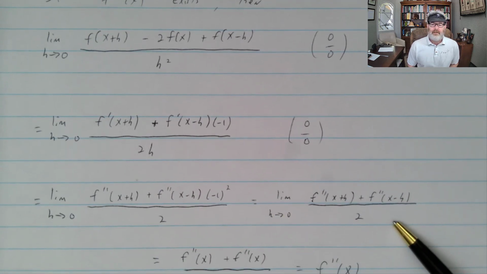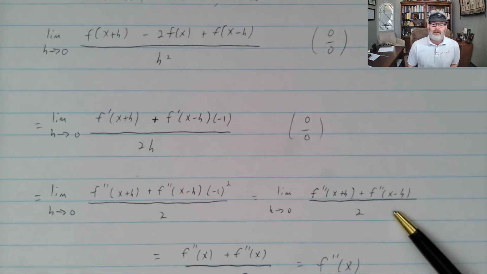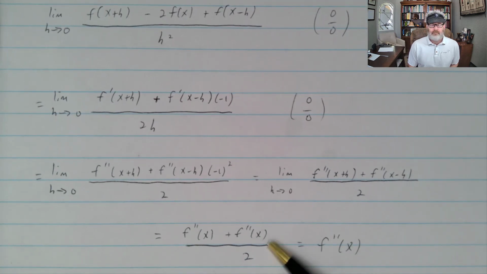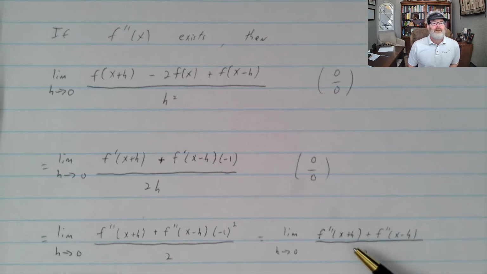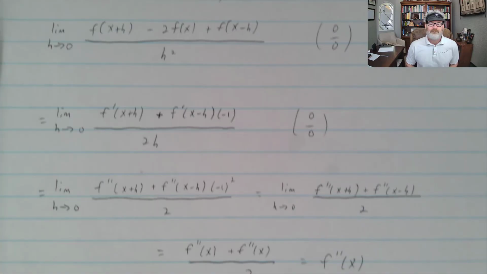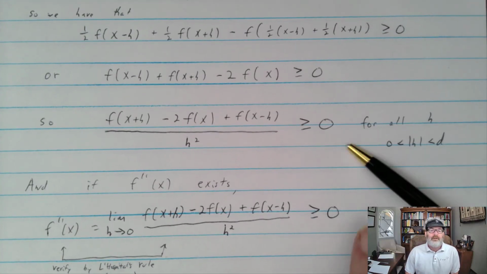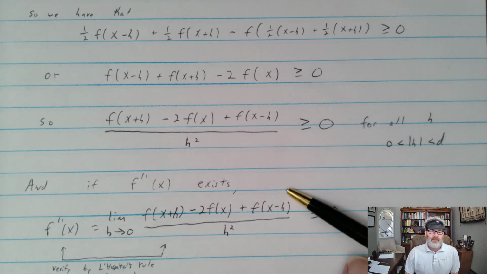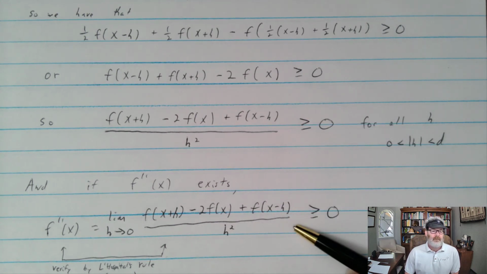So now I have this limit, and now we can plug in 0 for h, and we just get f double prime of x plus f double prime of x all over 2, or f double prime of x. So that verifies this difference quotient will give us the second derivative. And that completes this proof that if f is convex and the second derivative exists, the second derivative must be greater than or equal to 0.